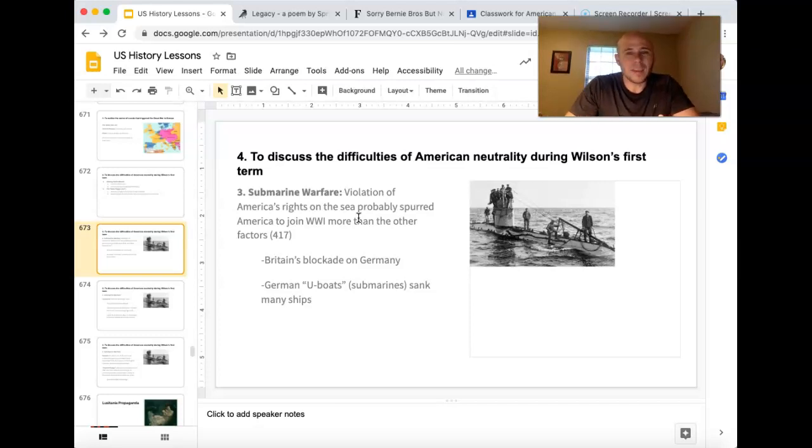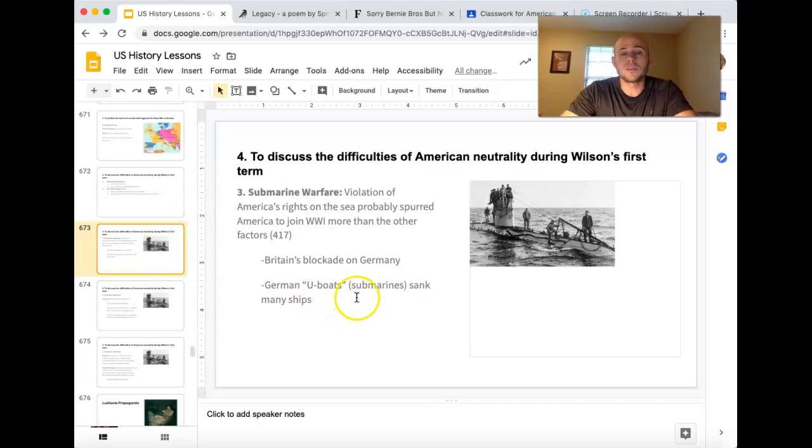By the way, if you don't know what a blockade is, I should have mentioned. A blockade is when you basically have ships patrolling the coast of a nation that you're fighting, and those ships will stop anybody from going through to give food or supplies to the nation you're attacking. So British ships were patrolling the German coast and trying to stop the Germans from receiving goods.